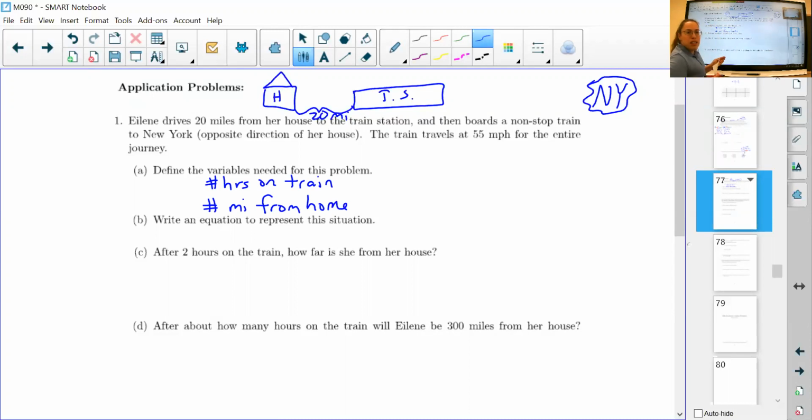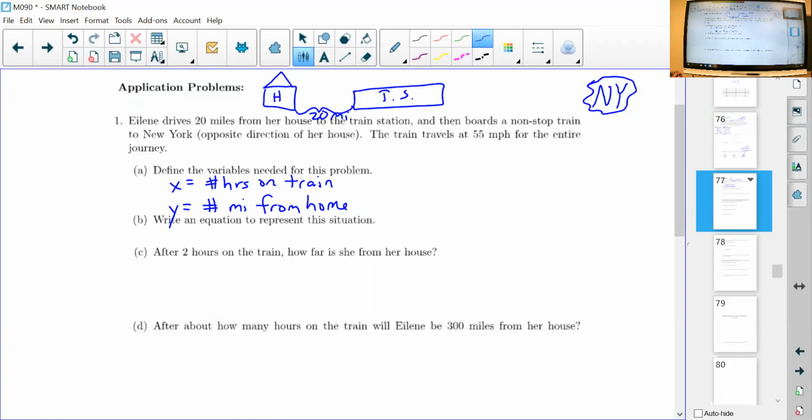Generally, time is an X variable, not always. But if you have to make a guess on the dependent and independent variable, usually time is what we can kind of control in a sense, in terms of our measurements, and other things depend on the time. So I'm going to say X is the number of hours on the train, and Y is the distance from home.